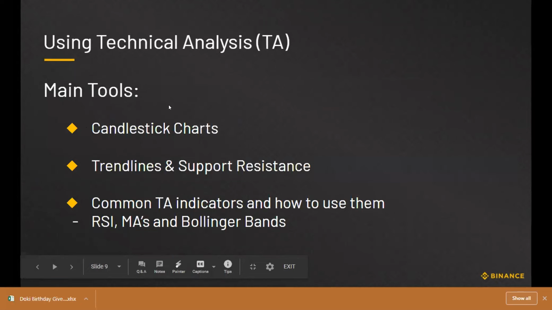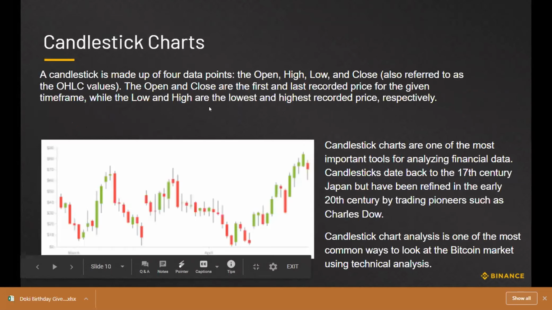Now, the main tools in technical analysis are candlestick charts, trend lines and support and resistance, and then common technical indicators, TA indicators, that's technical analysis indicators, and how to use them. In this class, we're going to look at three. The RSI, this is the one that Philip was talking about. This is one that shows when a coin is overbought or oversold. RSI, moving averages, and then Bollinger Bands. I'm going to show you how to use this.